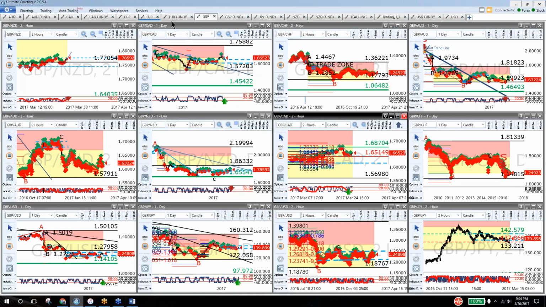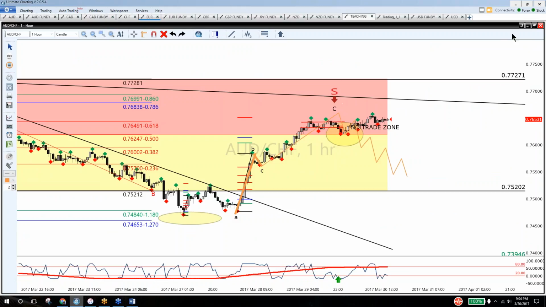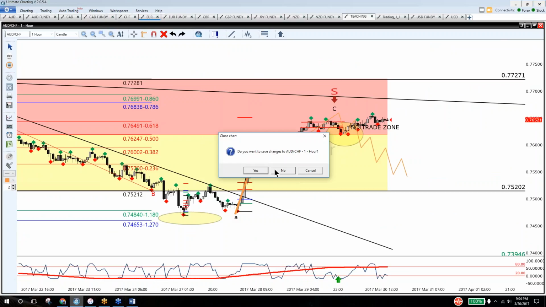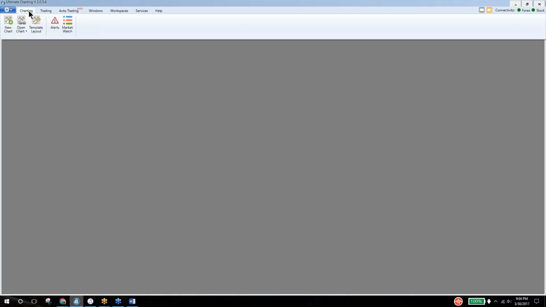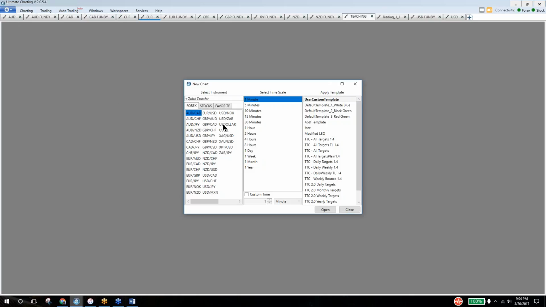Okay, so we'll start with the monthly chart. Let's go ahead and create a new chart for the Euro US dollar. Actually, let me go to my teaching workspace. Okay, new chart. And we'll do the monthly chart. Euro US 1 month chart.